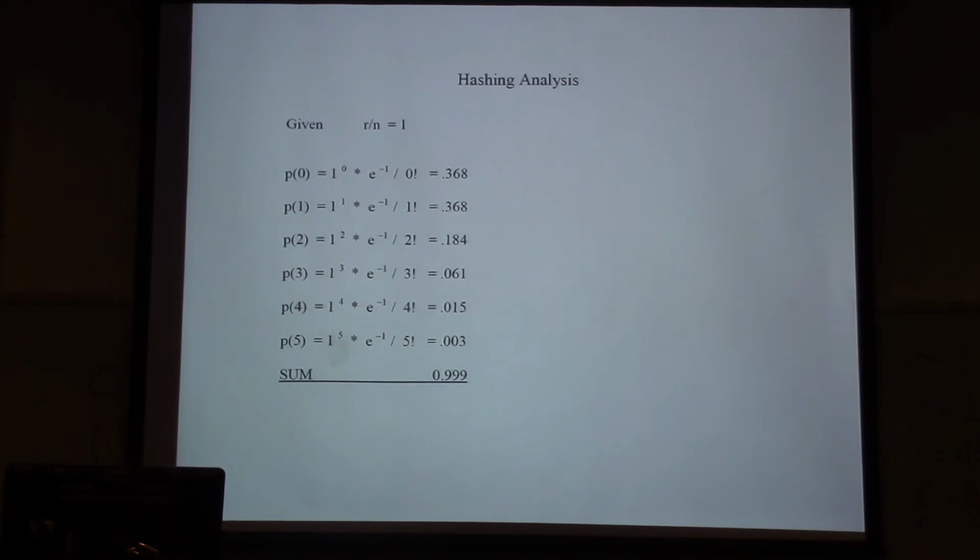Well, if you think about it, this is a trick question, but it's not a hard question. What will be the packing density percentage after I hash all the records here? Like 36, 70, change something. 100%.